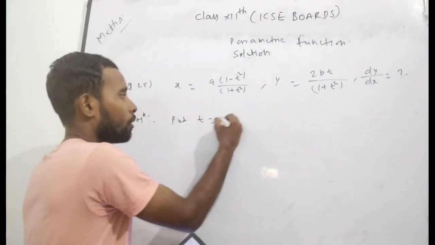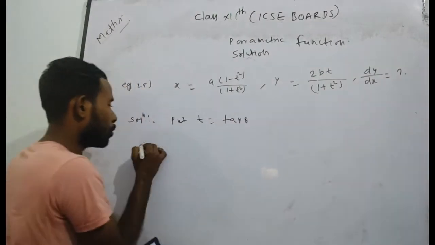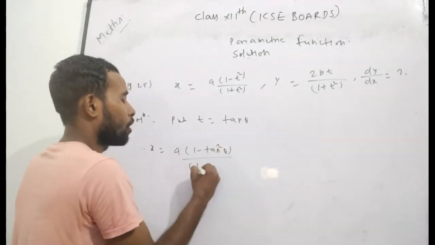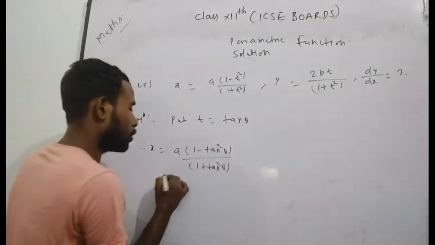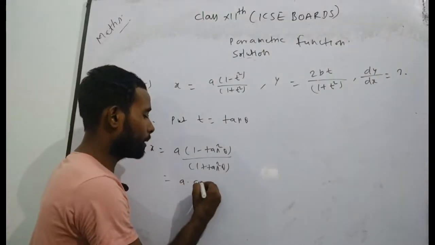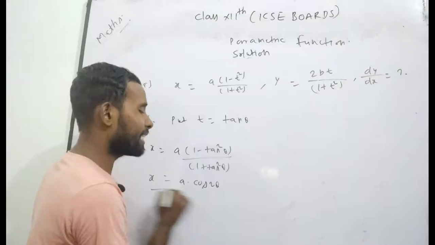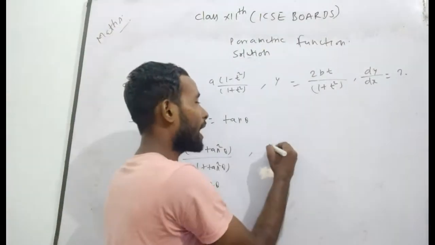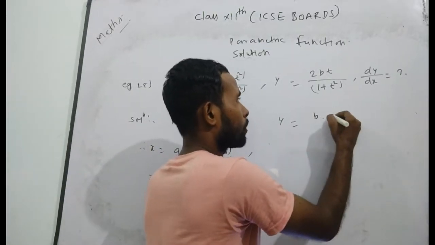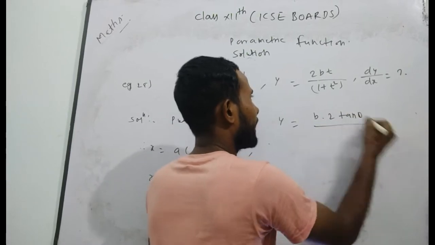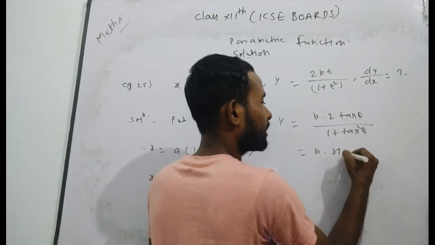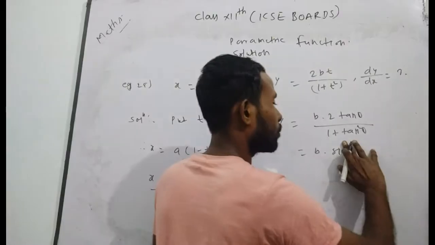Put t is equal to tan theta. In that case, x will be a times 1 minus tan square theta divided by 1 plus tan square theta. And as you know, that will be a times cos 2 theta. So x is equal to a times cos 2 theta, while y is equal to, taking b out, 2 tan theta divided by 1 plus tan square theta. In that case, it will be b times sin 2 theta.